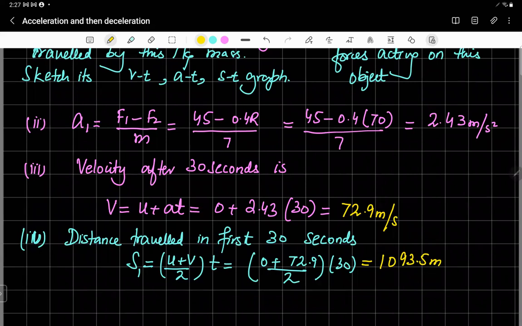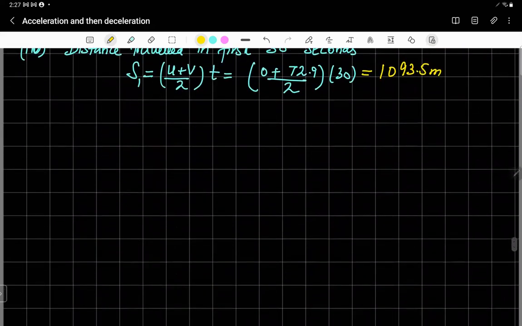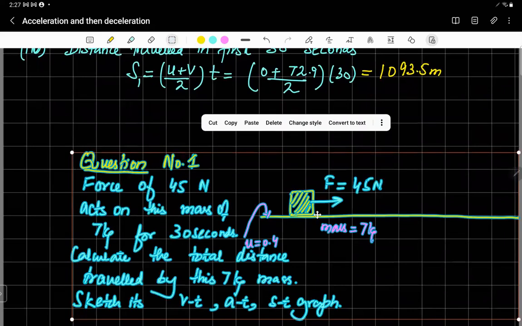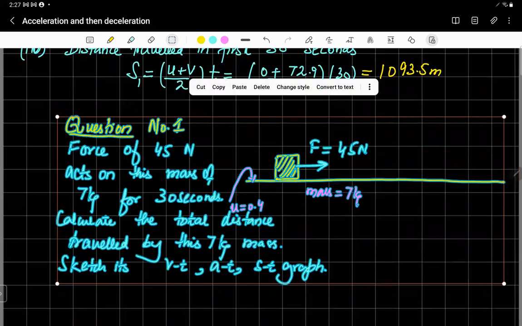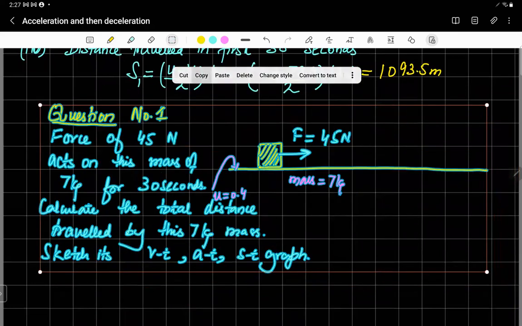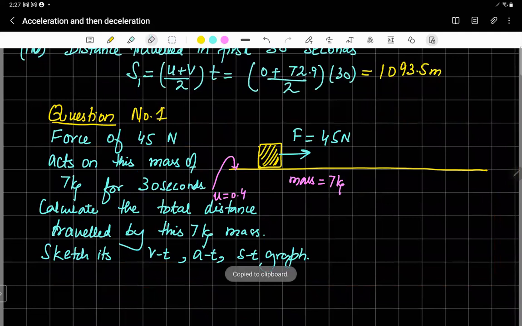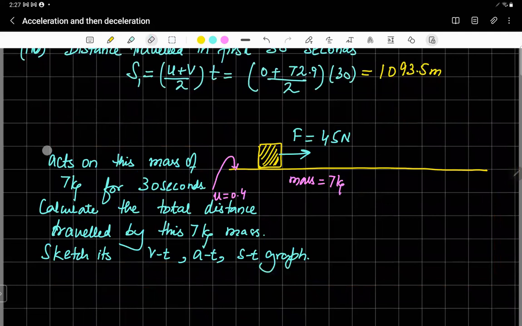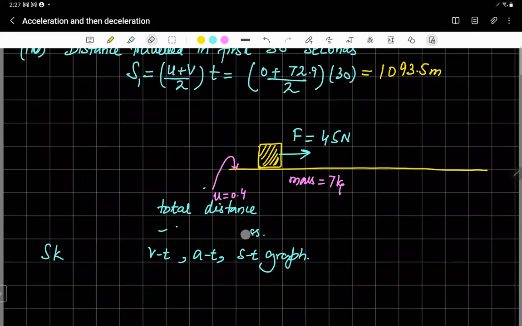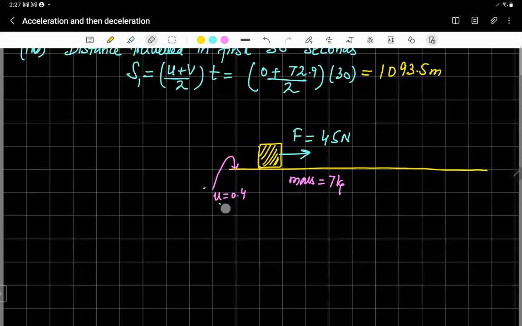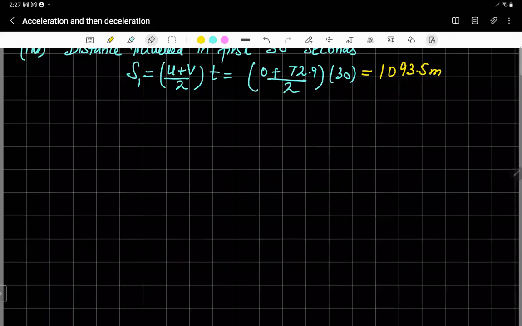Now, when the driving force moves away, what happens then? Okay. Now the driving force is not acting anymore. This 45 Newton doesn't exist. I think we should erase this whole thing and redraw it.